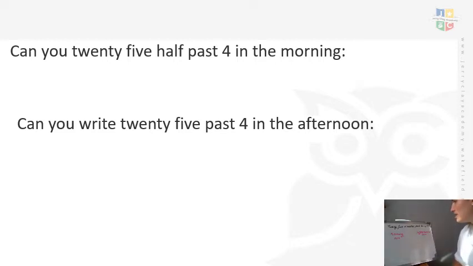If I was to turn this into the AM, I can do this nice and simply. I can just put a 0 before my 4. Now my minutes will not change, but how do I get it to change from the AM to the PM? Well done if you have said you add 12. So I'm going to do 12 add 4, which is 16. So 25 minutes past 4 is the same as 04:25 in the morning and 16:25 in the afternoon.